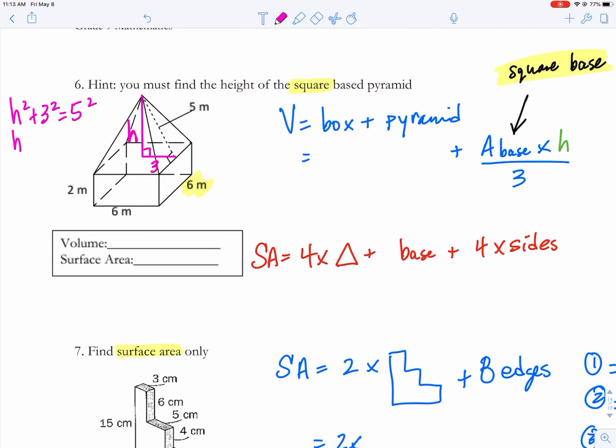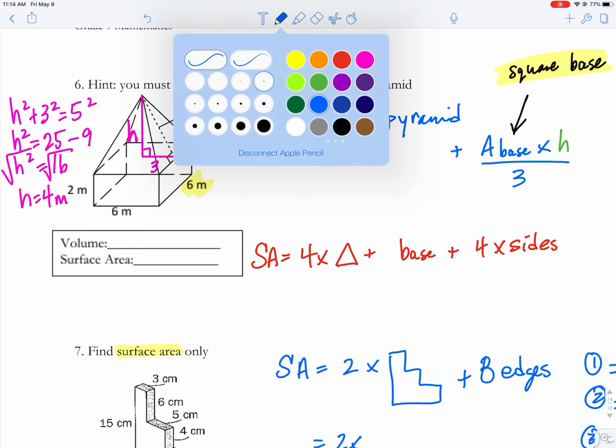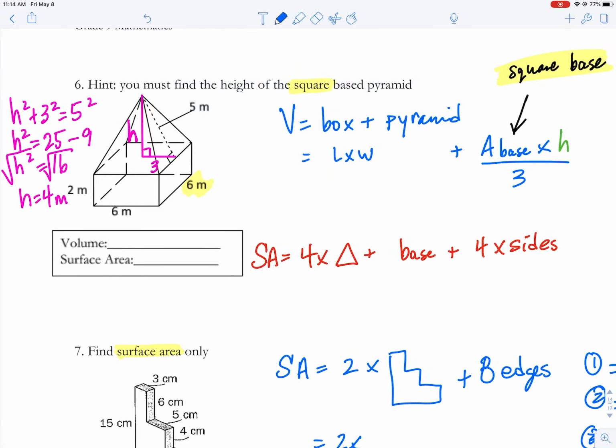So if we calculate, h squared is going to equal 5 squared, 25, minus 3 squared, which is 9. So h squared equals 16, square root both sides. We get that the height is going to be 4 meters. So height is 4. Okay. We got the height of the pyramid. The volume of this combo shape, though, is going to be the volume of the box. Boxes are easy. That's going to be length times width times height. In this case, that would be 2 times 6 times 6. 36 times 2 is 72.